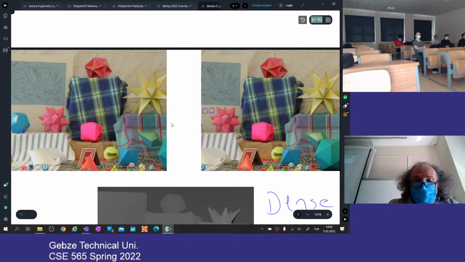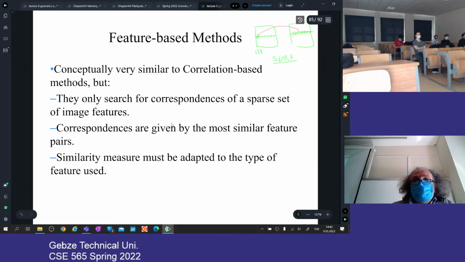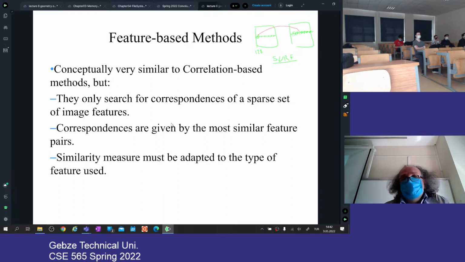That's the idea of the second set of correspondence establishment techniques. It is called feature-based methods, okay? With the feature-based methods, this is what you do. The epipolar geometry stays the same. We have the epipolar geometry.